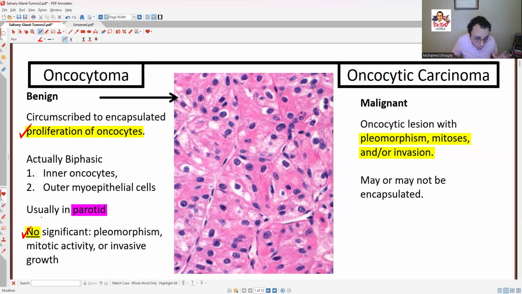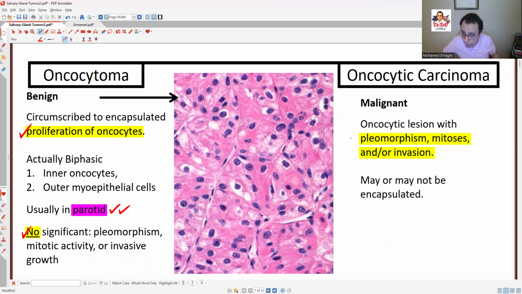So if there is no pleomorphism, no mitosis, no invasion of the surrounding glandular tissue, so the lesion is well circumscribed, well capsulated, the cells look benign, no pleomorphism, no mitosis, nothing, that's oncocytoma. And it usually happens in the parotid gland, as you see here.